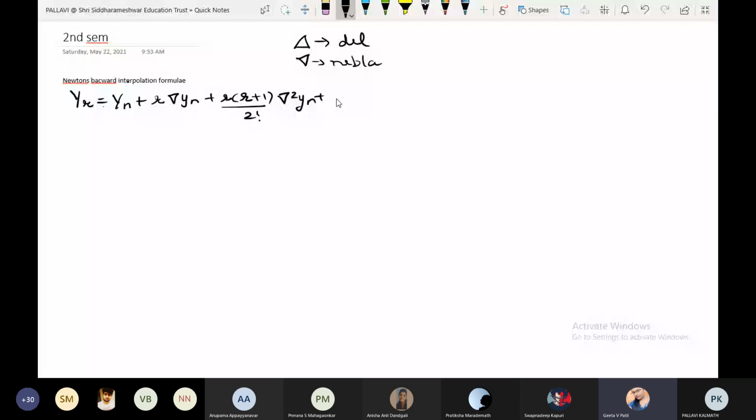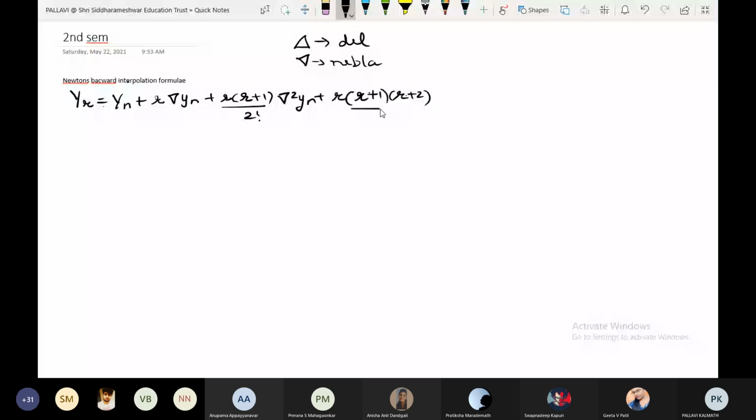r into r plus 1 into r plus 2 divided by 3 factorial del cube y. Yeah. So write down the next term: r into r plus 1 into r plus 2 divided by 3 factorial into del cube of yn, plus and so on.